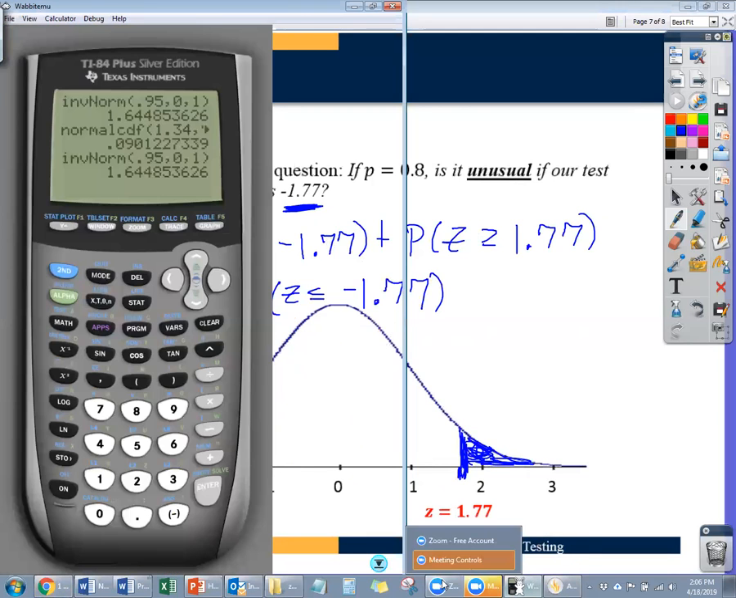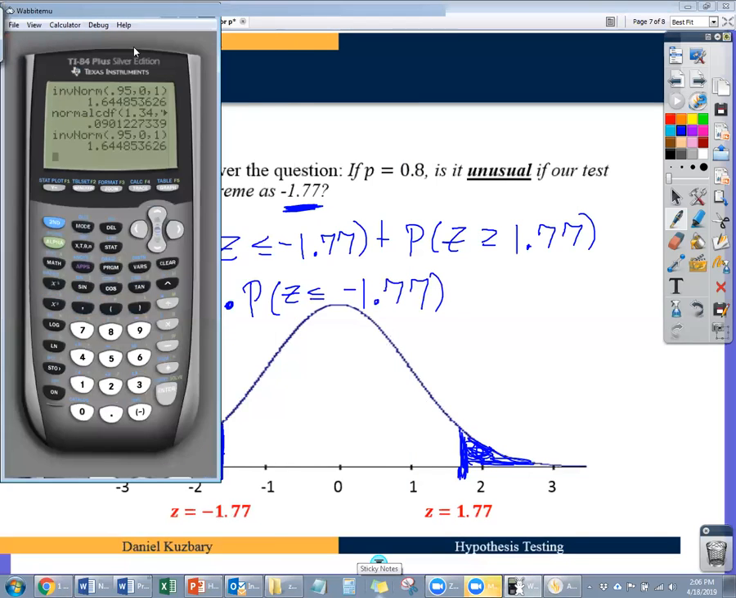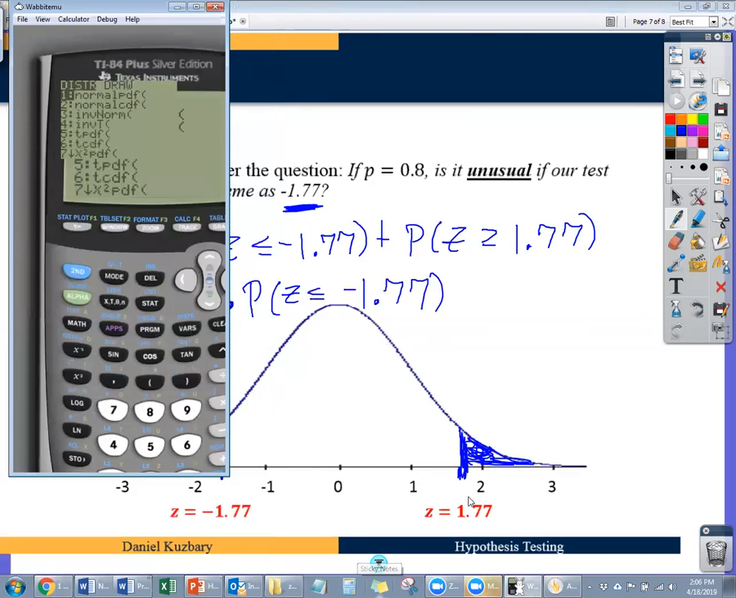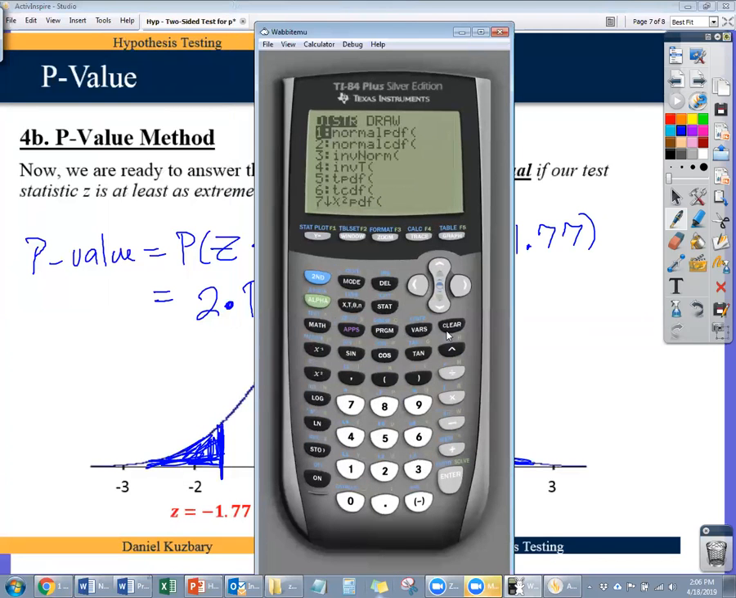So I'm going to use normal CDF in this case, normal CDF for the left region. That means I'm going to start at negative 999,999 and stop at negative 1.77. So those are the boundaries for the left region. It goes all the way to negative infinity, up to negative 1.77. My mean is 0, my standard deviation is 1, and my area for that region is 0.038. You can round that to 4 if you want, but I'm not going to round it yet because my p-value is actually twice that number.